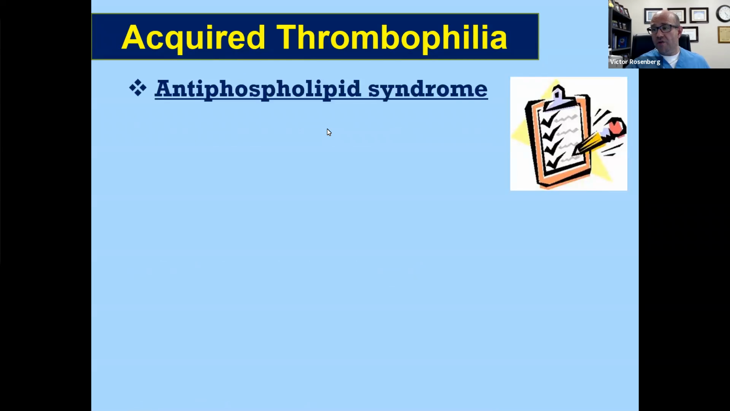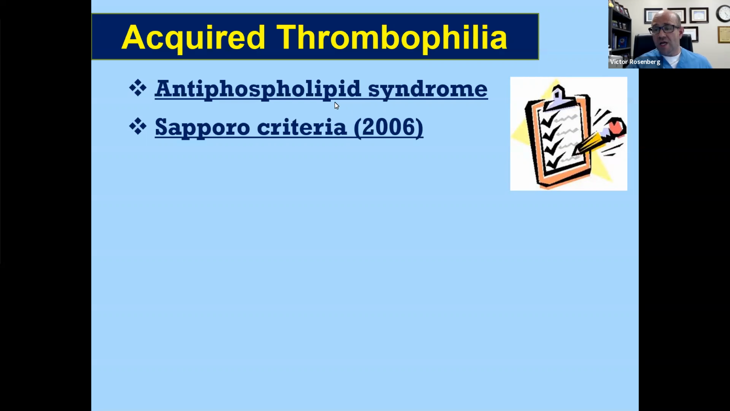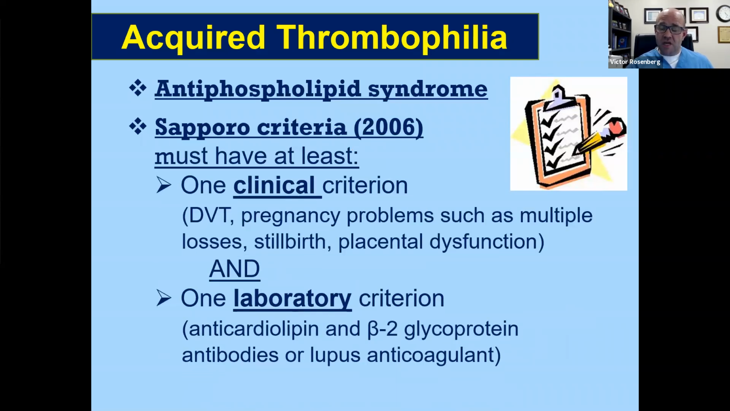Acquired thrombophilia is essentially another word for antiphospholipid syndrome, which is a very well-defined rheumatologic condition that maternal fetal medicine physicians are also very familiar with, and can lead to pregnancy complications. Antiphospholipid syndrome was defined by the Sapporo criteria, published in 2006, and the criteria really haven't changed since then. The patient needs to have a clinical criterion for this syndrome, including pregnancy problems like multiple losses, stillbirth, or placental dysfunction, a lot of the things we've been talking about. Therefore, many patients being evaluated for recurrent pregnancy loss or adverse pregnancy outcomes will meet clinical criteria for this disorder.